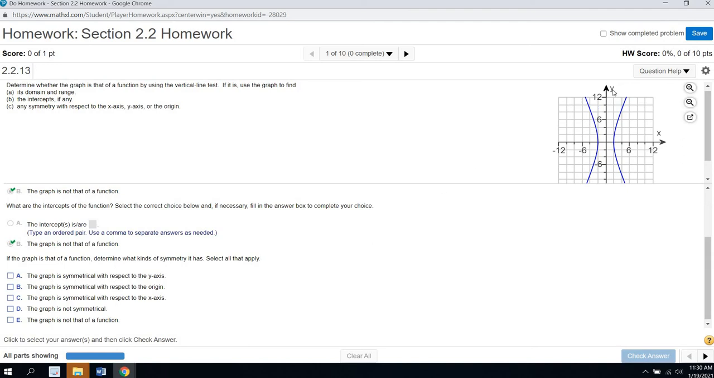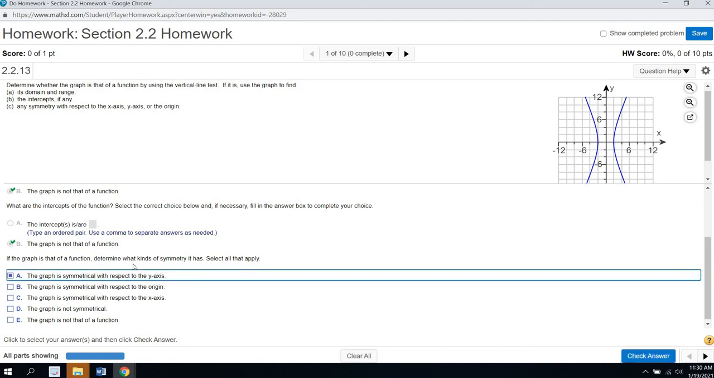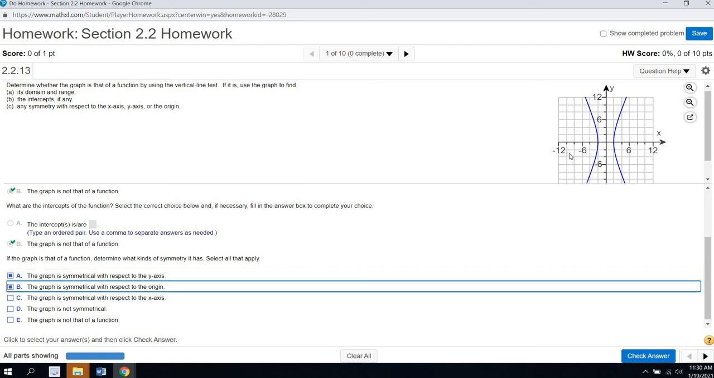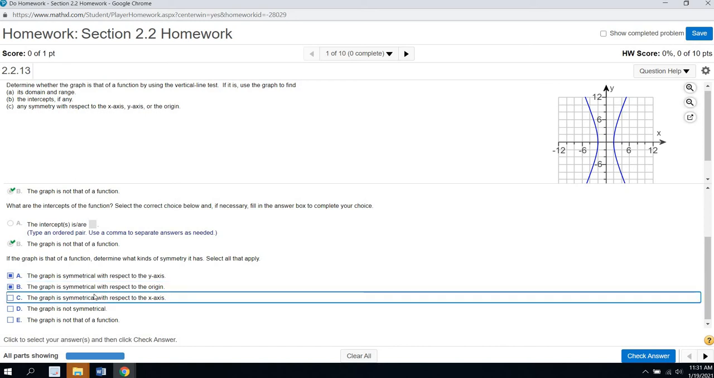Well, let's look at that. As we look at the y-axis, which is this big vertical one that I'm running my cursor up and down, is it mirrored around there? Absolutely. How about with respect to the origin? If a piece is up here, is a similar piece down here? Yes. And how about with respect to the x-axis? Yeah, it does look like it's mirrored around the x-axis as well. Okay.